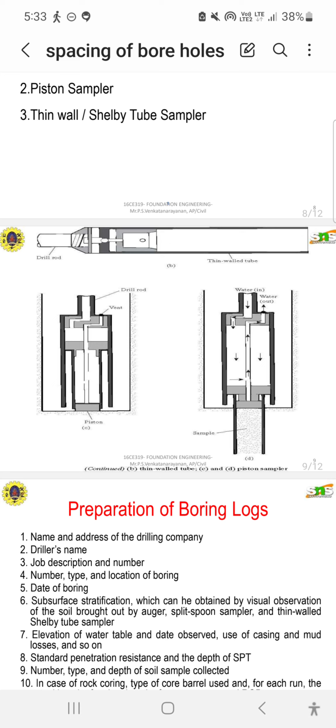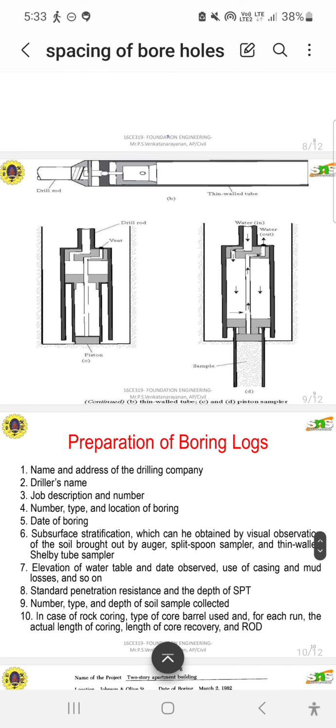The third one is in the thin wall, in that piston sampler, water is coming in and going out. Water will be coming inside on this left side, and then again it will sample. By using the sample, the water will go out. So by using the piston sampler, the vent is given by pushing that water with the drilling rod. By using the drilling rod, the head portion and the tail portion will be used as a driving point.